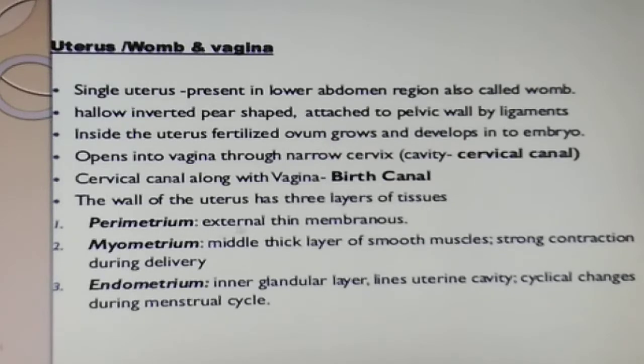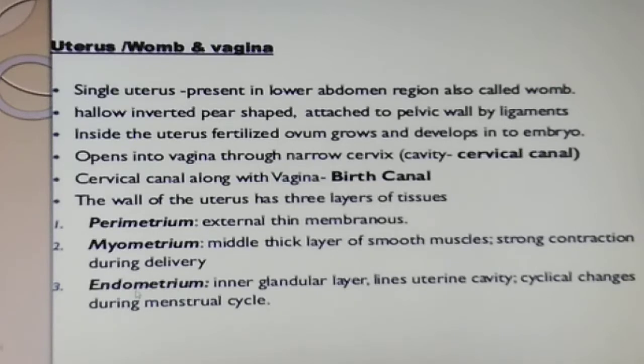So the perimetrium is the external thin membrane. Myometrium is the middle thick layer. And strong contraction takes place here during delivery, because the baby has to come out from the body of the mother. So there happens a strong contraction which helps in the delivery.